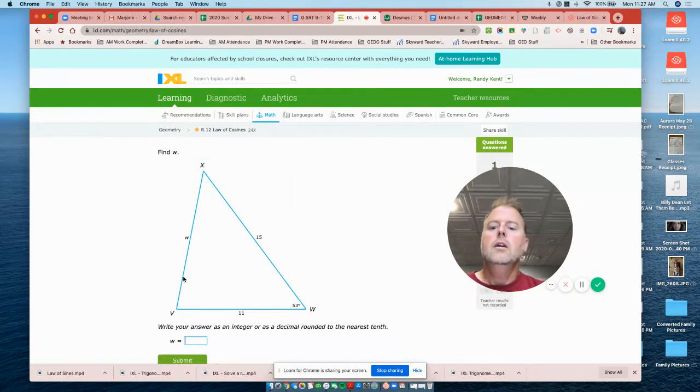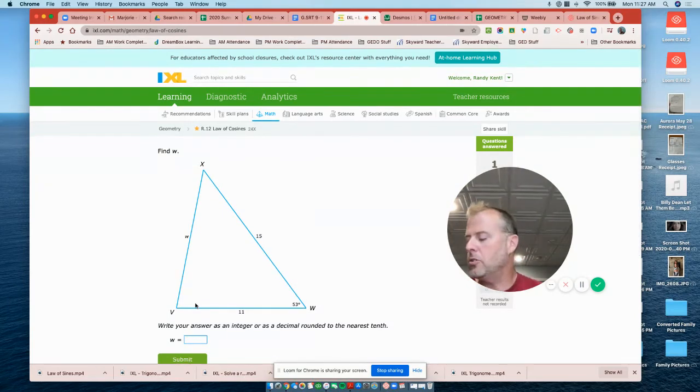Okay. Let's just do one more on this one for the law of cosines. Again, I know it can be a little confusing, so I want to do one more just to make sure we're okay. So again, W is the side we're looking for. So following the formula, we've got to do 11 squared plus 15 squared minus 2 times 11 times 15 times the cosine of 53, get that answer, and then square root at the end of it.